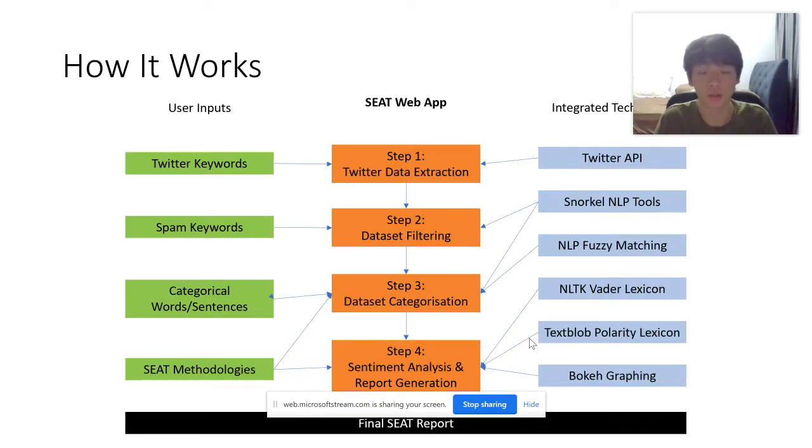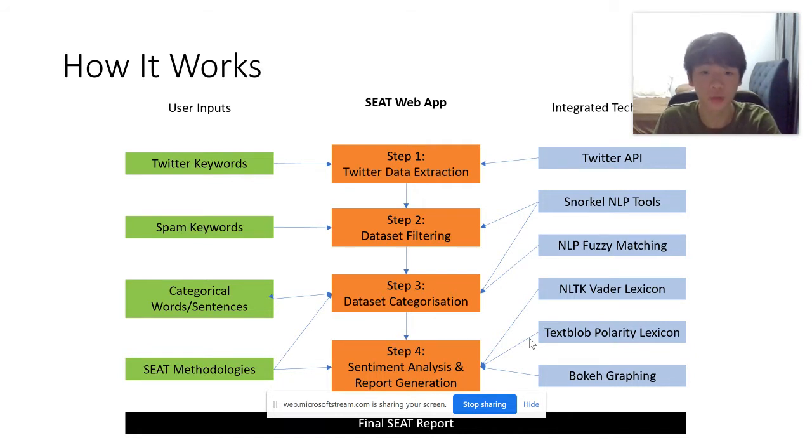Here's a flowchart on how it works. SIT is designed as a pipeline. So users will go through several steps to generate a final report. On the left side, you have what users enter, and on the right side, you have technologies which are integrated into SIT. The first one is how you extract data. Users just need to include keywords, and using Twitter's API, we can generate a data set of tweets.